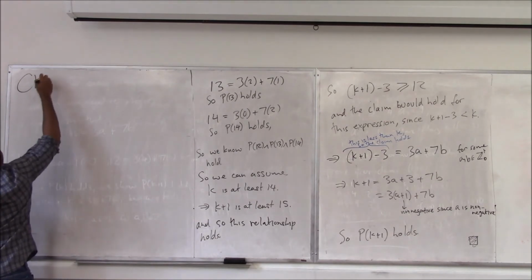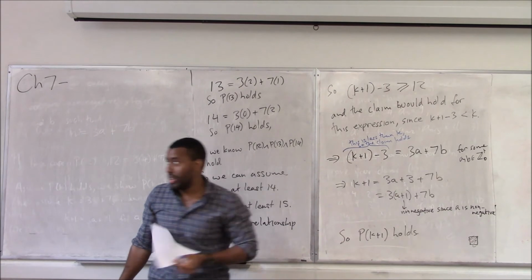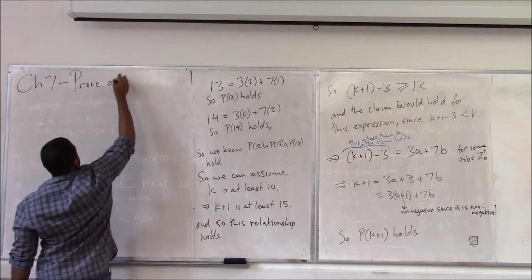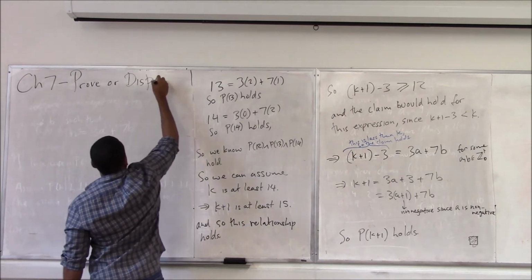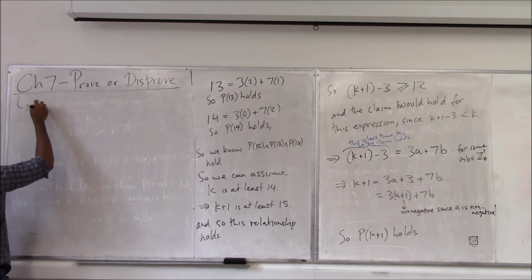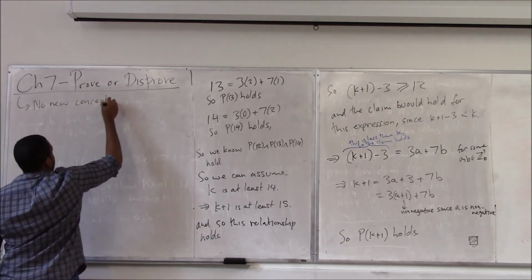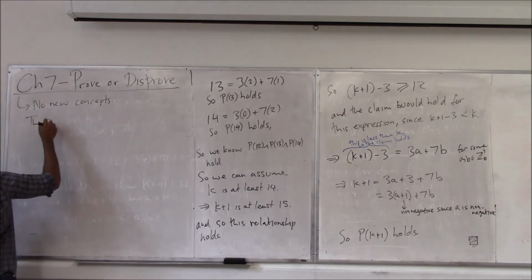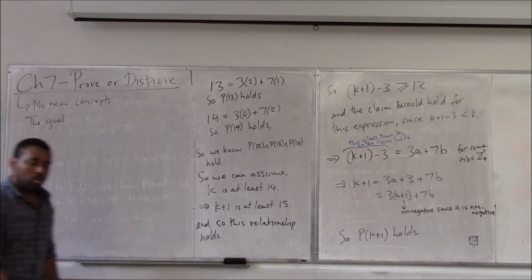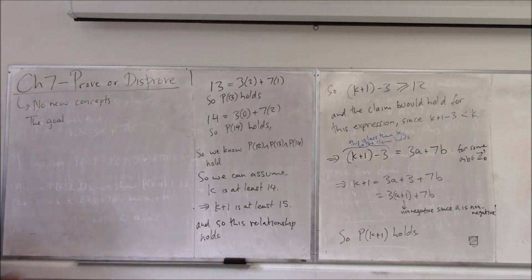Chapter 7. Again, we're not going to learn anything new here. This is called prove or disprove. The goal here. So I'm going to throw out some statements to you. We're going to try to figure out together whether or not they're true, and then we have to prove our assertion.